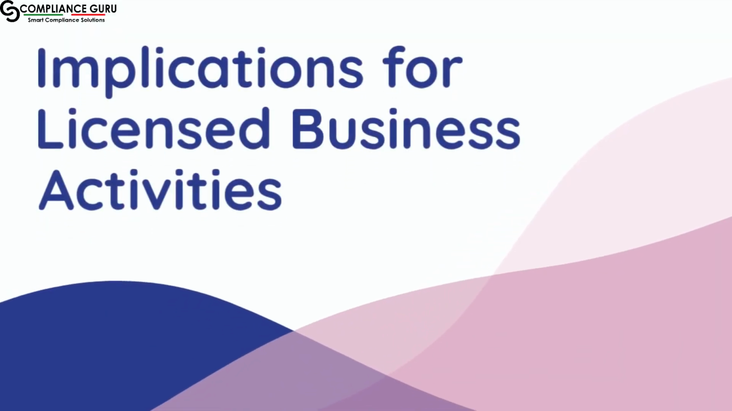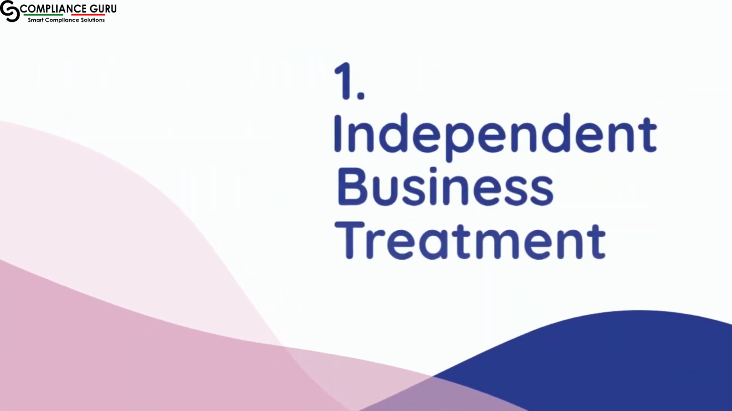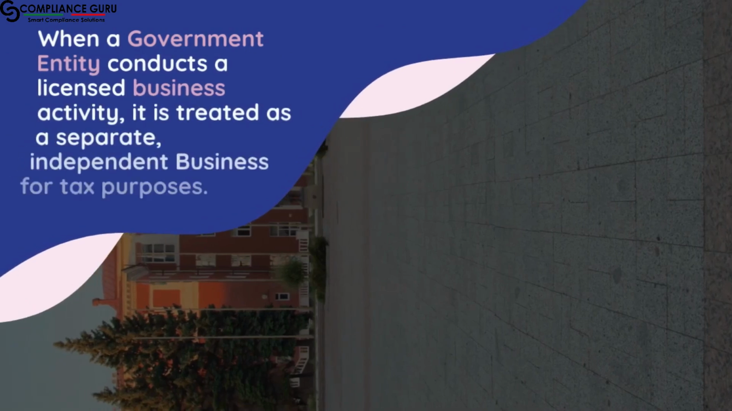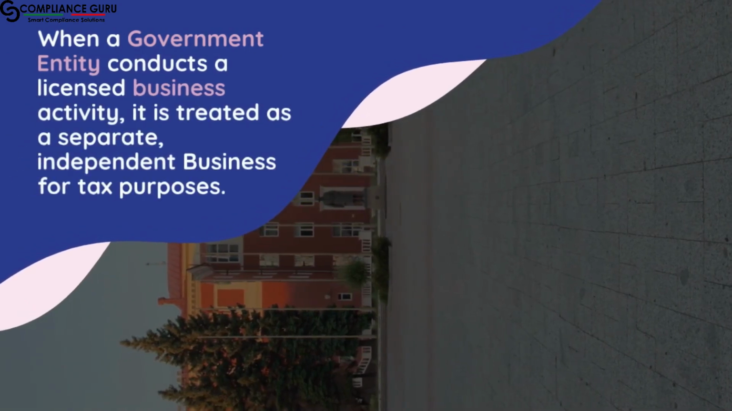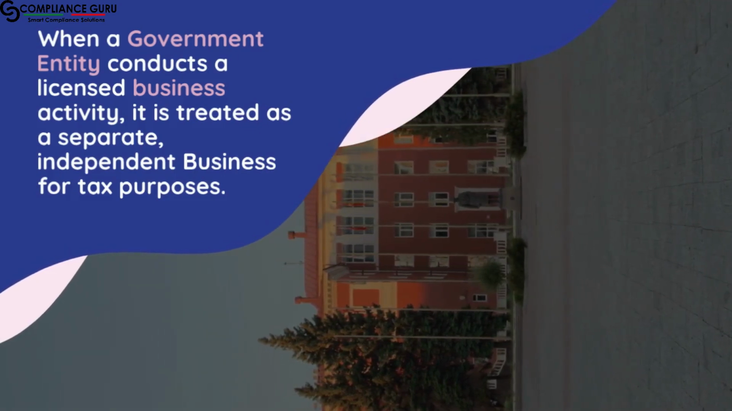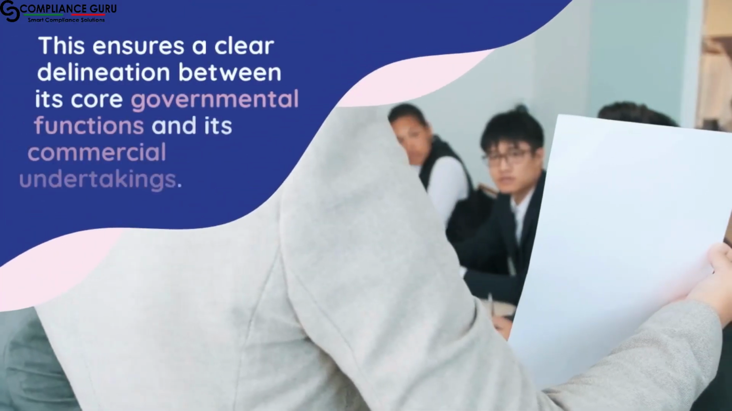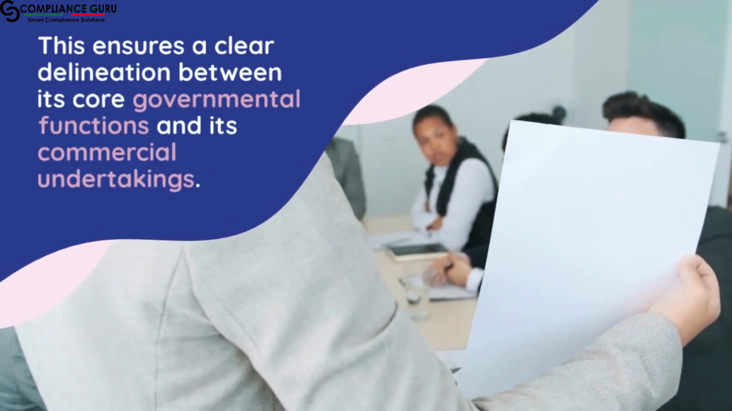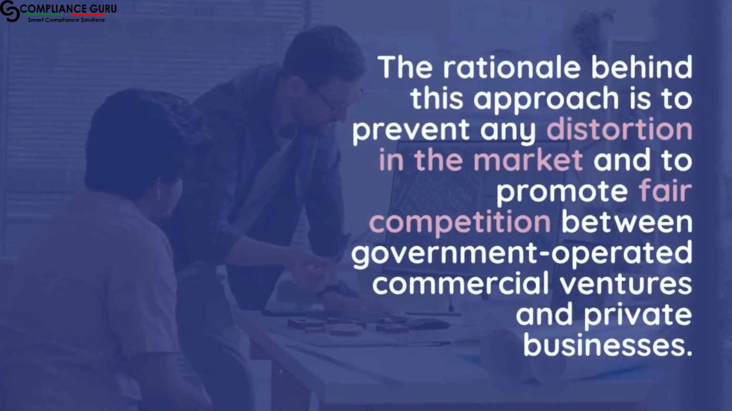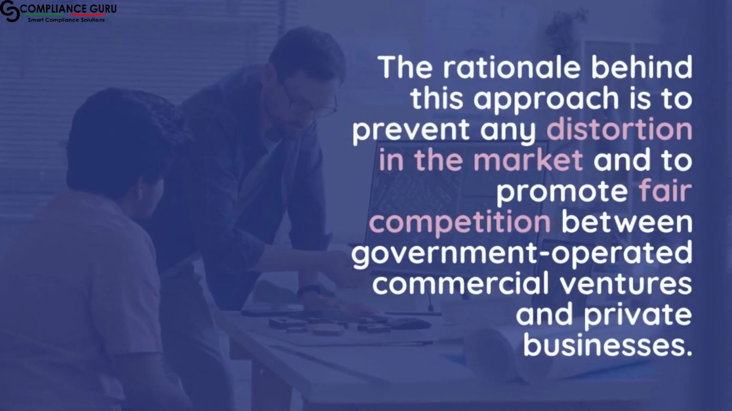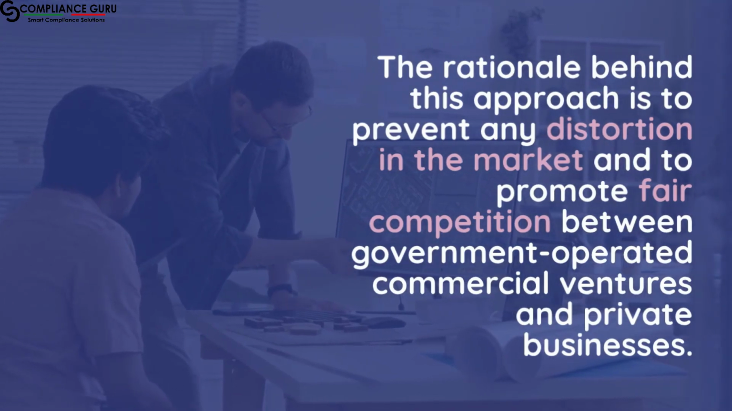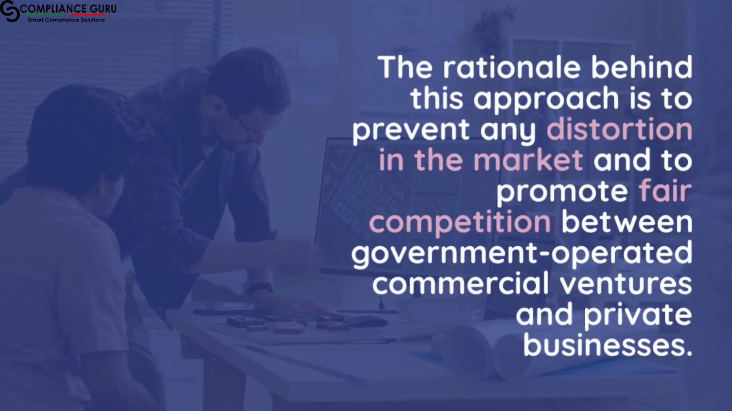Implications for licensed business activities. 1. Independent business treatment. When a government entity conducts a licensed business activity, it is treated as a separate, independent business for tax purposes. This ensures a clear delineation between its core governmental functions and its commercial undertakings. The rationale behind this approach is to prevent any distortion in the market and to promote fair competition between government-operated commercial ventures and private businesses.